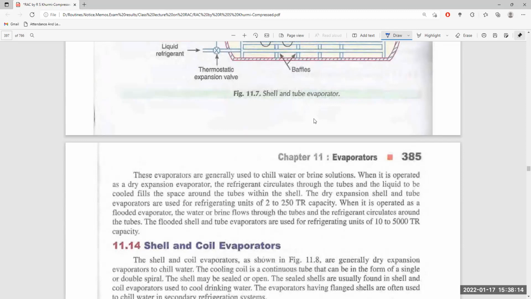When operated as a dry expansion evaporator, refrigerant circulates through the tube and the liquid to be cooled fills the space around the tube. The dry expansion shell and tube evaporators are used for refrigerating units of 2 to 250 tons capacity. When it is operated as a flooded evaporator, the water or brine flows through the tube and the refrigerant circulates around the tube. The flooded shell and tube evaporators are used for refrigerating units of 10 to 5,000 tons capacity.